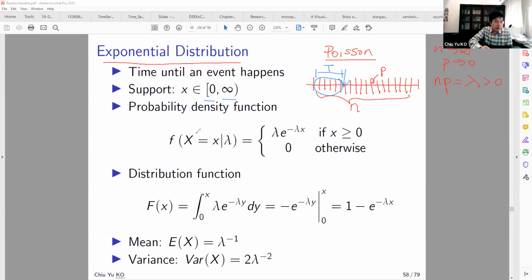So the function looks like this. We will call it lambda e to the negative lambda x, where e is 2.713. That's why you can see it's not too much different from the Poisson, as you might expect, because this is closer to the Poisson, so you have the e here. And if you give a negative number, then it will be 0. So that's what it is.